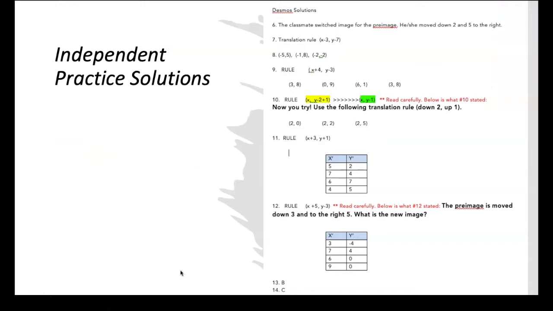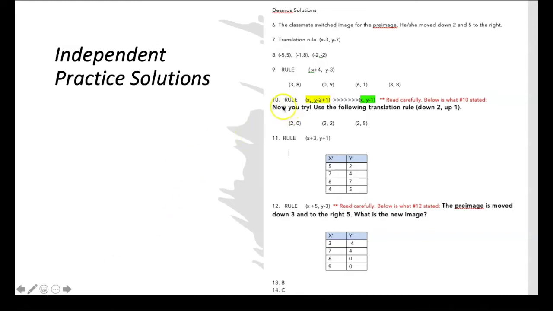Here are your solutions from our Desmos activity from our last session together. Please pay special attention to number 10 and number 12. I want to quickly go over the explanation with you.